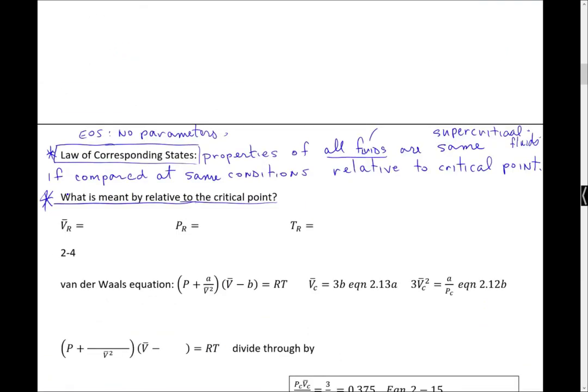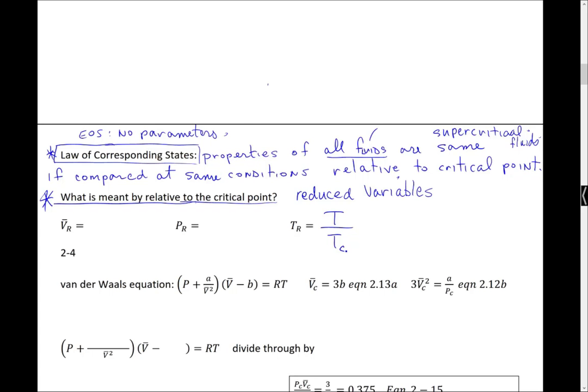Okay, so starting point for today. What do we mean by relative to the critical point? Well, in order for us to determine something relative to the critical point, we're going to introduce reduced variables. And hopefully this makes sense. If we're talking about a reduced temperature, it's going to be the temperature that we experimentally measured compared to or related to the critical temperature. All right? So that's our reduced temperature. So whatever the temperature is, I divide it by the critical temperature of that substance.